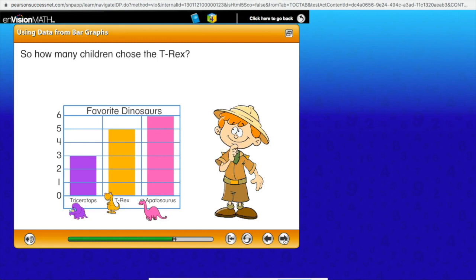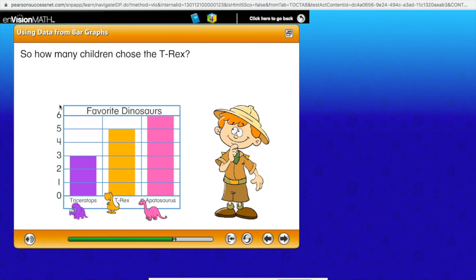So how many children chose the T-Rex? Okay, so now we need to explore a little bit further. Now, we know that the favorite is Apatosaurus, it's the tallest. We know that the least favorite is Triceratops, but now let's explore the orange or yellow to represent the T-Rex. So how you read a bar graph is by looking at a bunch of different things. The first thing you always want to look at, just like we did for the picture graphs, is the title. So we know that this bar graph is showing information about children who voted for their favorite dinosaur. At the bottom here, we have our three different types of dinosaurs that they voted for. So it was either Triceratops, T-Rex, or Apatosaurus.